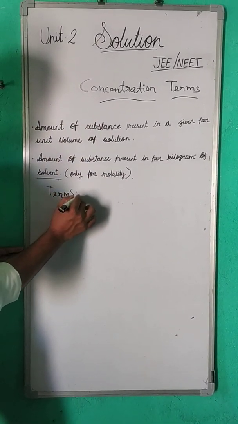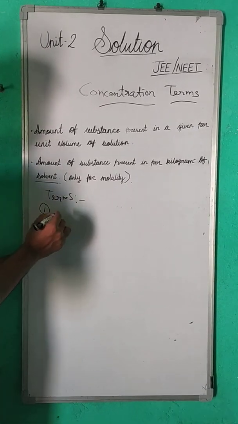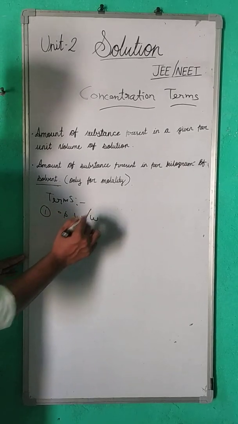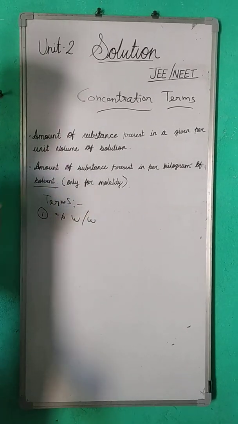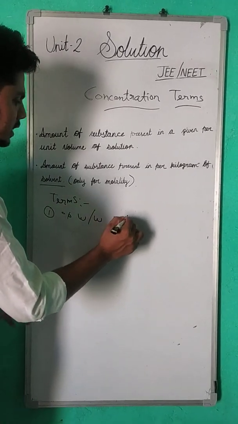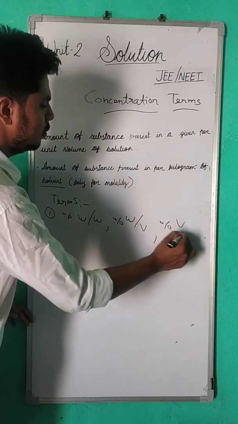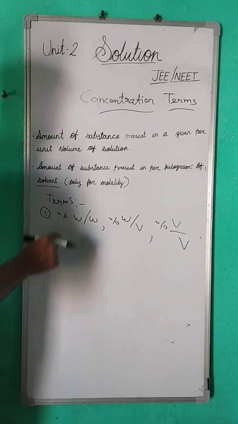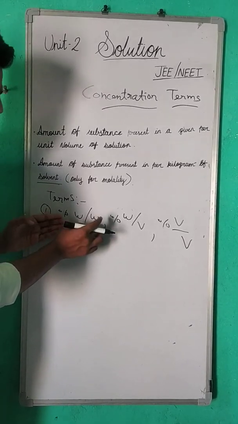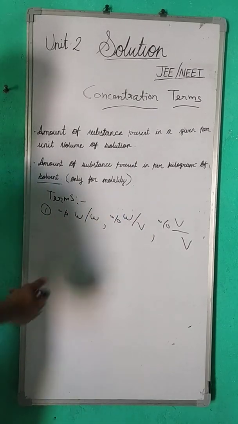Let me first write all the terms which we are going to study in detail. The first term which we'll see is percentage weight by weight. It is also called mass percentage. You will have percentage weight by volume also, or percentage volume by volume. The numerator will show the solute weight and the denominator will show the solution. We'll see this in detail in the further part.